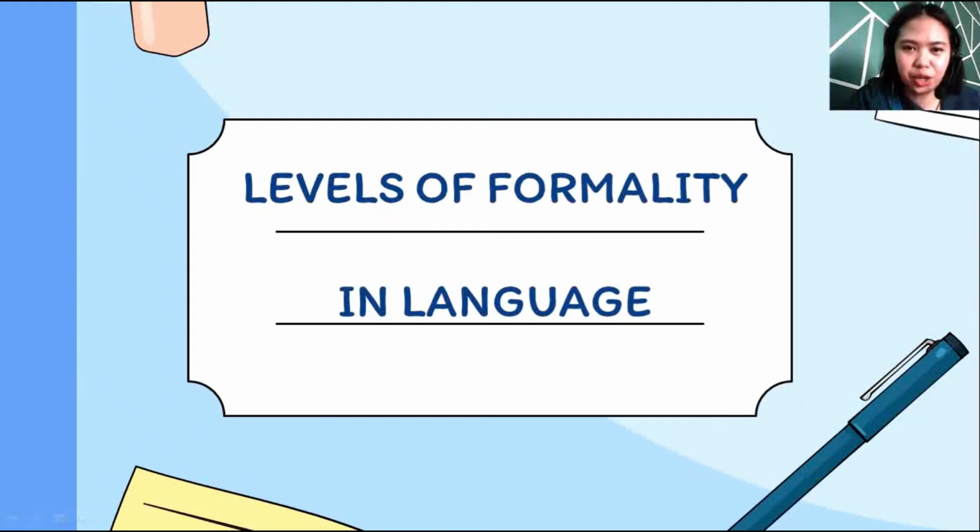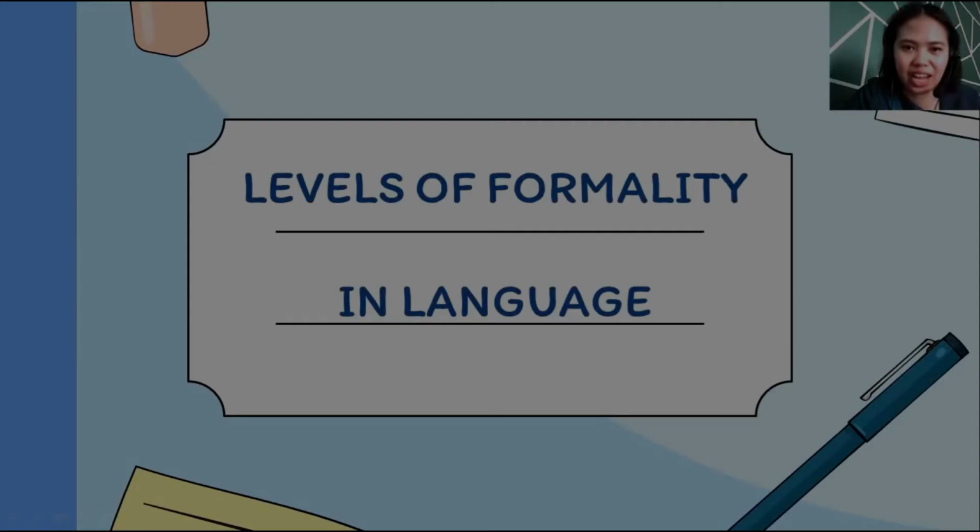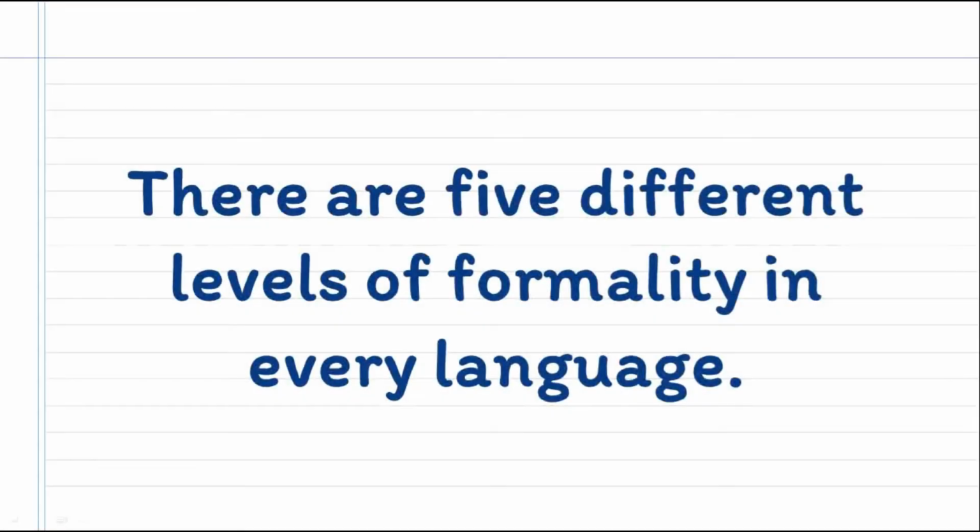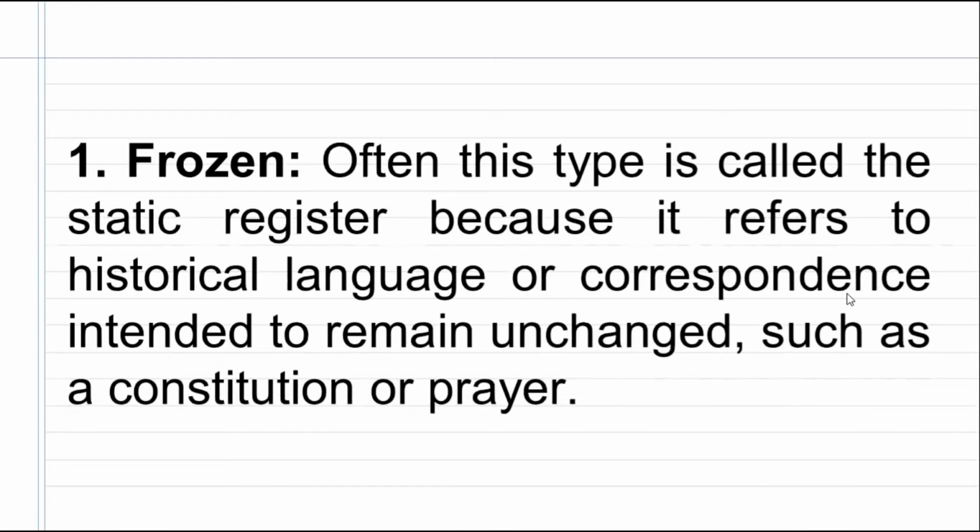So after knowing what is register and its kind, let's talk about the levels of formality in language. We have different levels of formality in every language. First one is what we call prosodic.